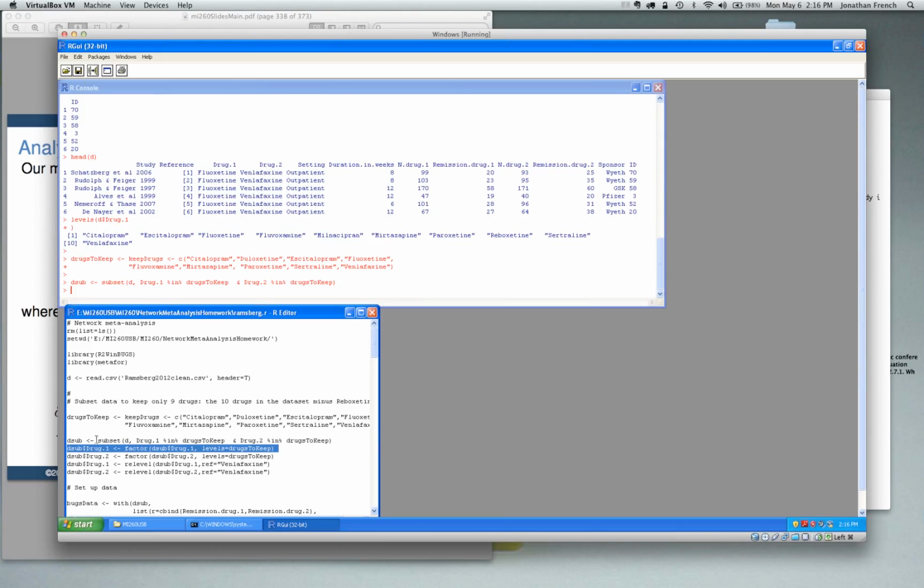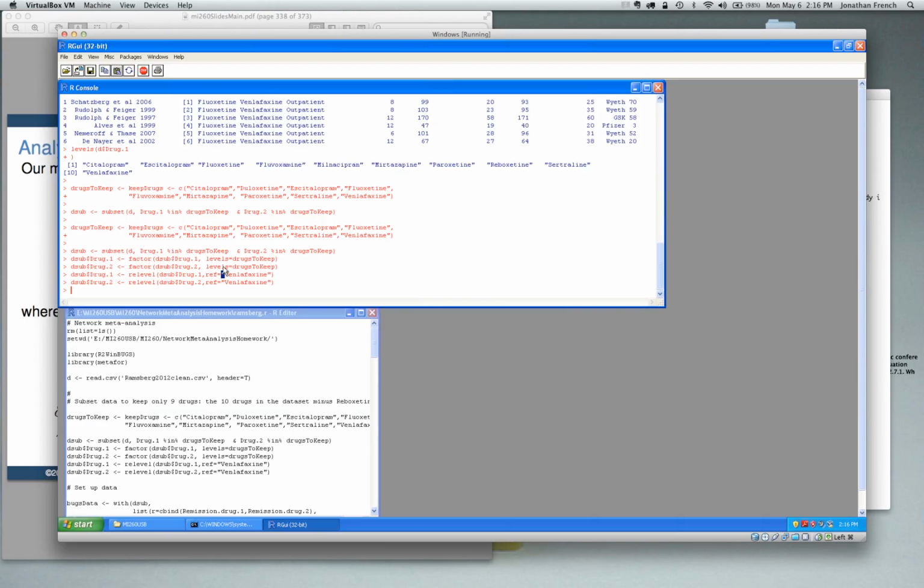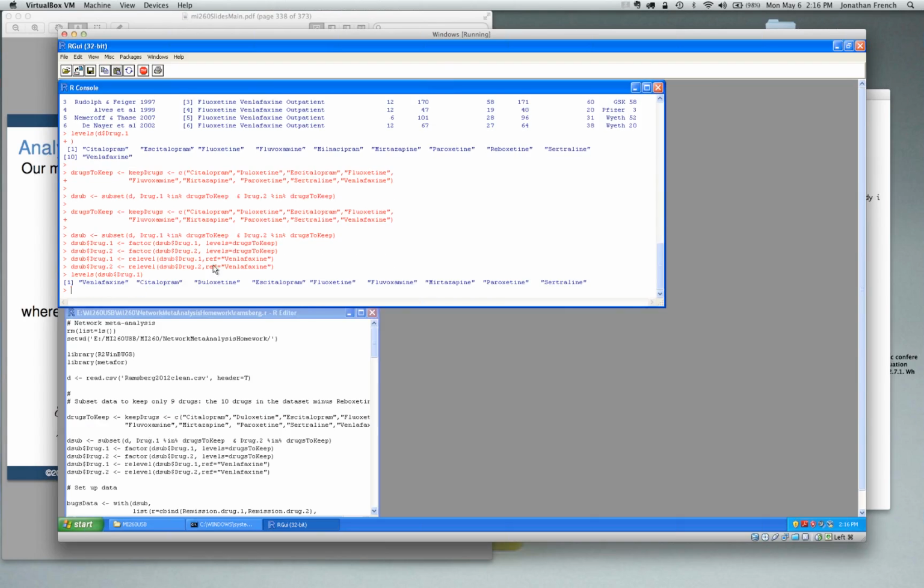So here, the lines of code that I just executed were essentially excluding that one raloxetine study. So in this particular line of code that's highlighted here, we'll be recreating the variable drug.1 to be a factor, using the values of drug.1 and the levels being here in this vector drug label of drugs to keep. And then we'll re-level that, making the reference level venlafaxine. So let's go ahead and run these lines of code here. And now when we look at the levels of our new data set D sub, the variable drug 1, we have venlafaxine first, followed by citalopram. Whoops, I guess duloxetine comes in there before E for escitalopram.